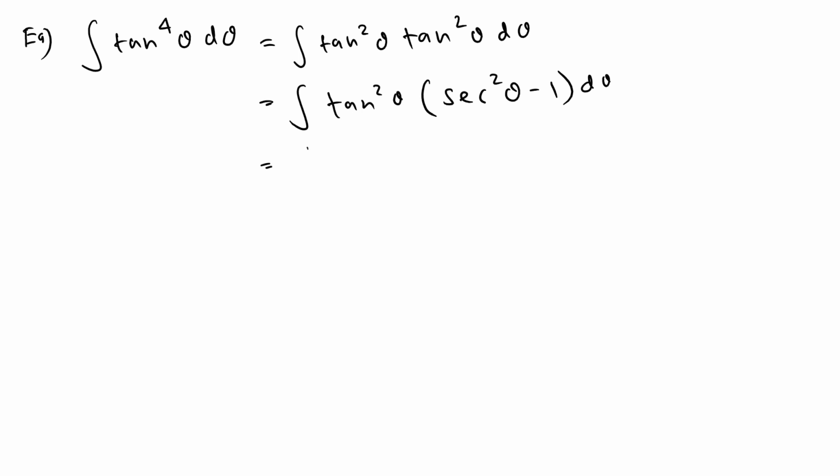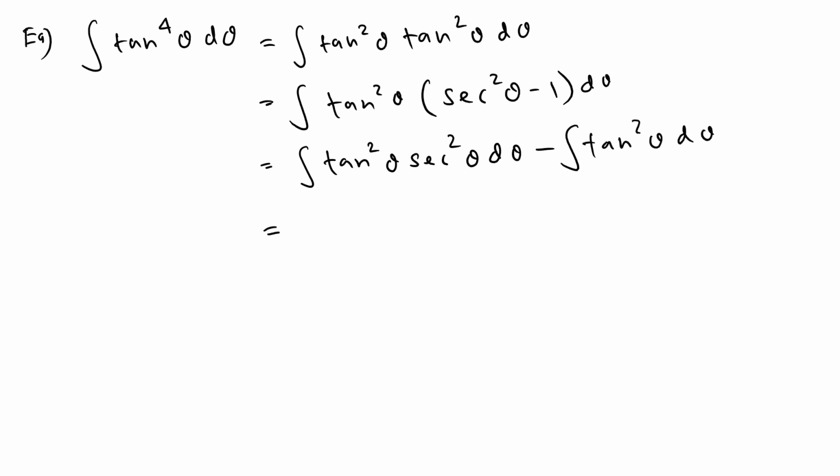Once you distribute, you're going to get tan squared theta secant squared theta d theta minus tan squared theta d theta. The first integral is very easy to do because you can see that this is the derivative of the first term. So you can use the power rule trick. That means you can simply call tan theta as x. So it's going to be 1/3 tan cubed theta. That's the first integral.